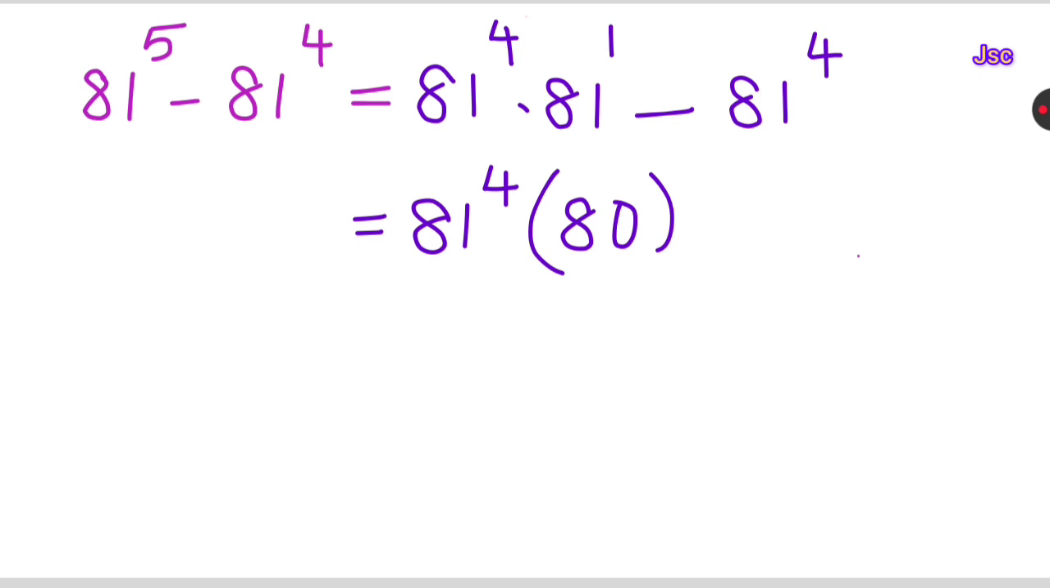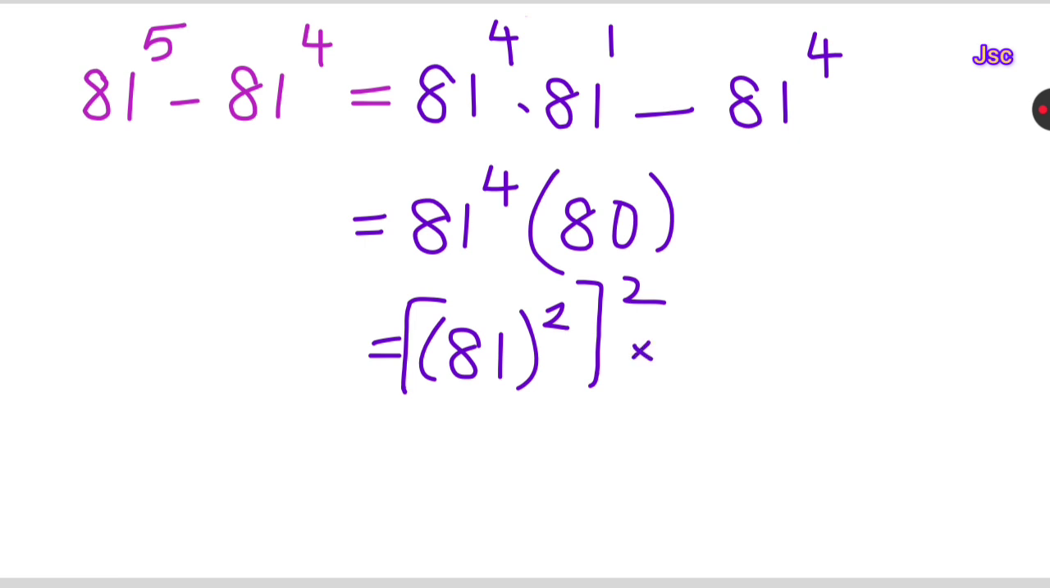First we will find this 81 raised to the power of 4 value. This 81 raised to the power of 4, we can write as 81 raised to the power of 2, again whole raised to the power of 2. Isn't it? Now we have times 80. First we are going to solve this 81 raised to the power of 2 value.